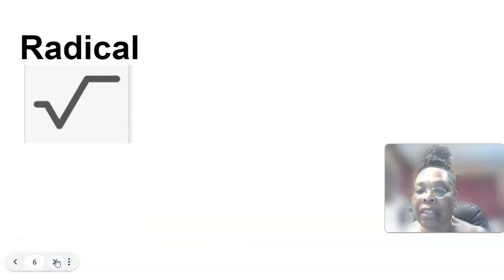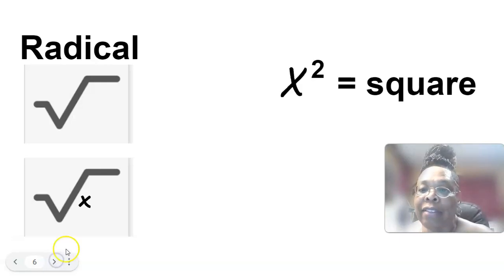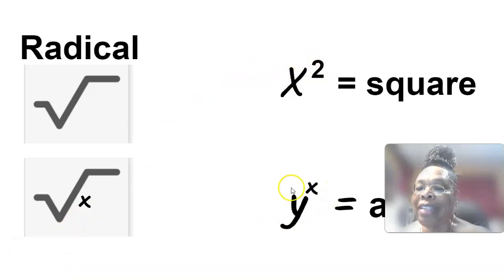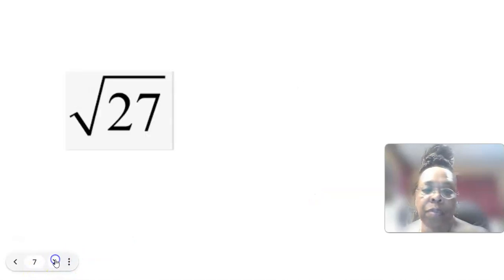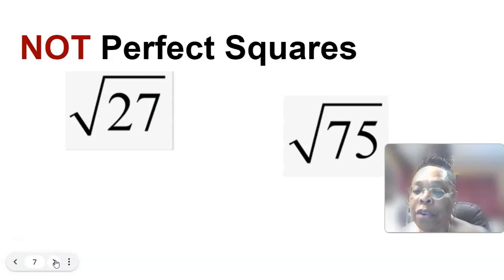We use the radical, and you'll see this sign on the symbol on your calculator, to find the root of the perfect square. It may look like this, a radical with an x squared. You also will see this symbol, y to the x, when you're doing anything above a square. The square root of 27 and the square root of 75 are not perfect squares. Let's see why.